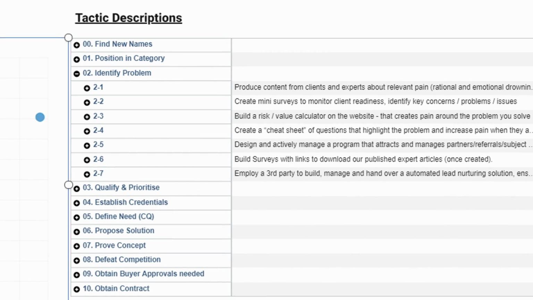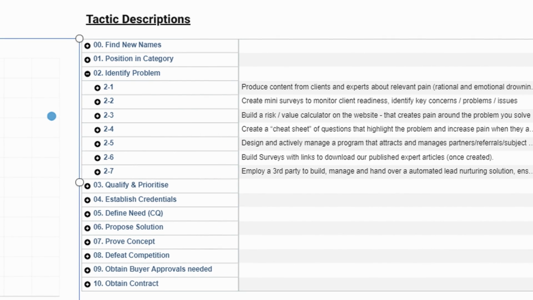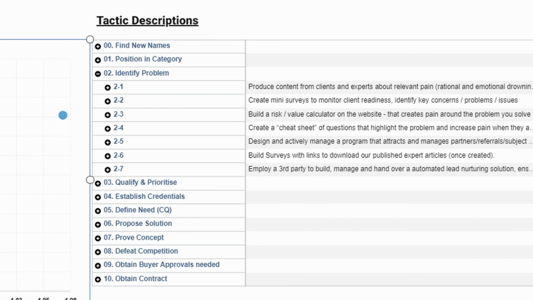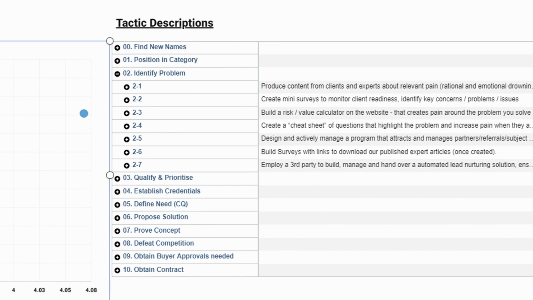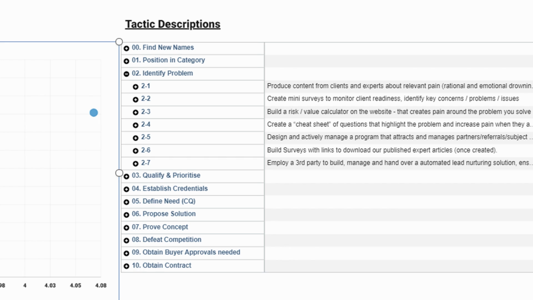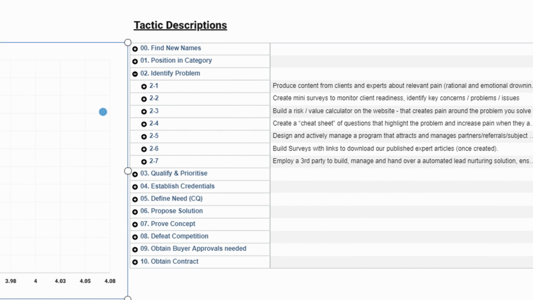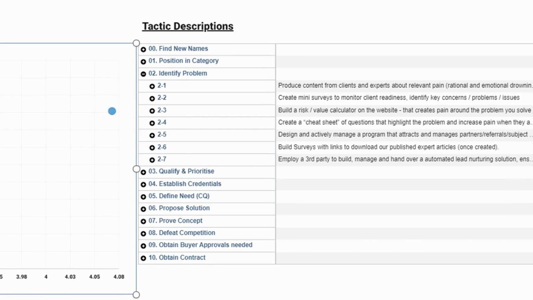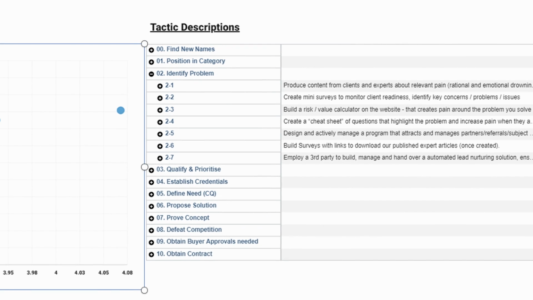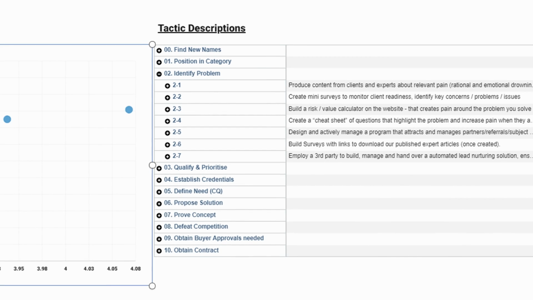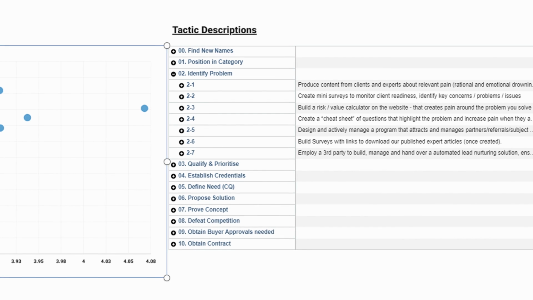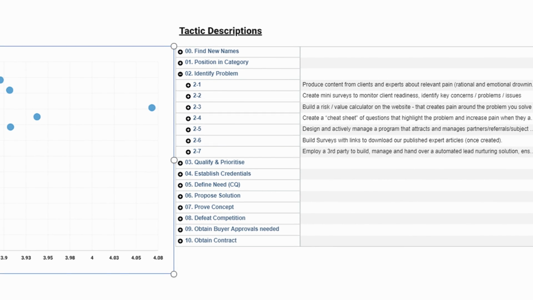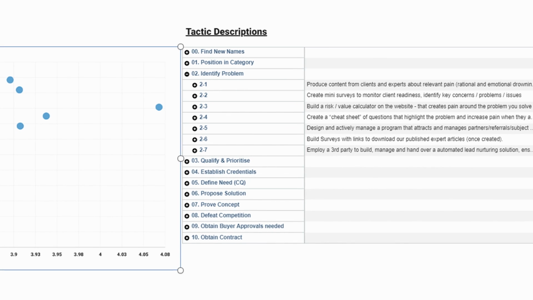Let's have a look inside the Identify Problem stage. The first being produce content from clients and experts about relevant pain, that is, rational and emotional drowning. The second, create mini-surveys to monitor client readiness, identify key concerns, problems, issues, and so on. The base library is continually updated for tactics being used by clients on the system around the world. It's entirely up to the individual client to select and prioritise tactics based on their own pipeline performance and risk profiles, which we'll get to in a moment or two.